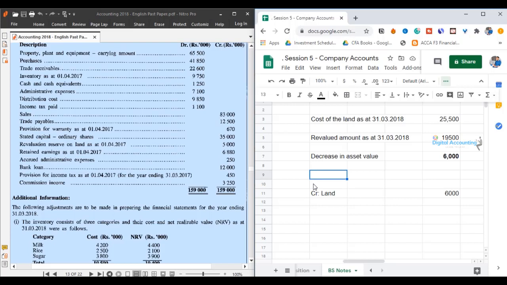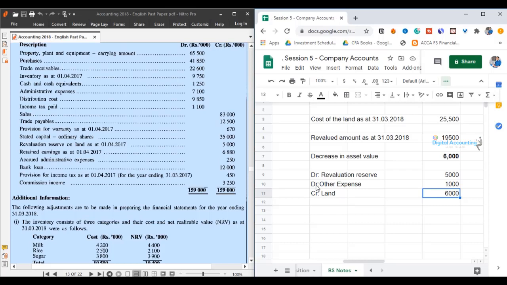So our journal entry is like this. We need to debit revaluation reserve 5,000, and the remaining 1,000 we can charge to other expenses. If you can't understand these journal entries, we have explained them fully in the previous session; you can look at that. So the other expense will be 1,000, the 5,000 we reduce from the revaluation reserve, and we need to deduct the land by 6,000.